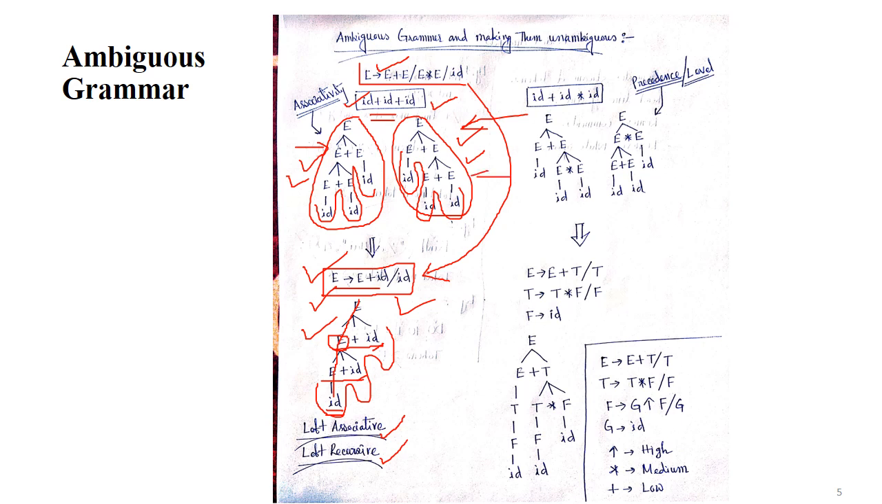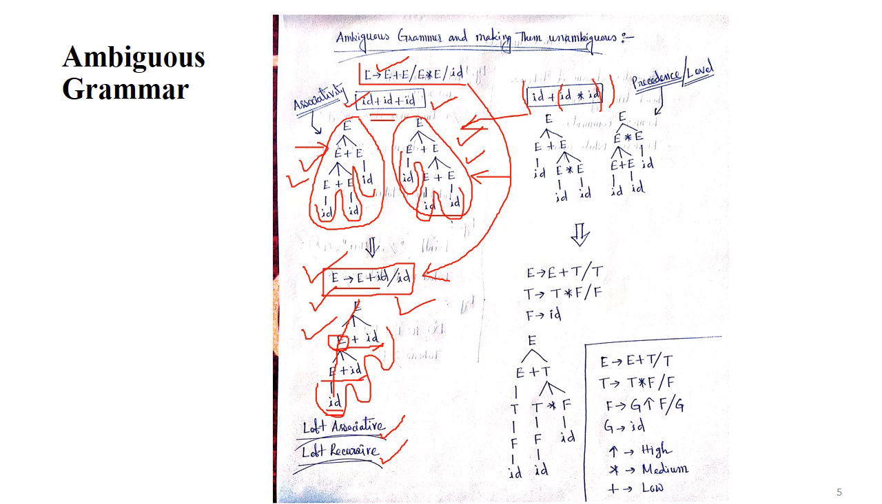If I use this right hand side parse tree also, you will get the correct output, because plus is a left to right associative operator, and in our input string everything is written in the form of plus operator. But if I use this type of input string, id plus id into id, we know that the multiplicative operator should be performed first, because multiplication has higher precedence over addition.